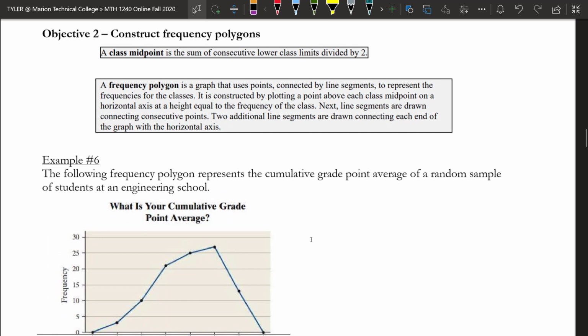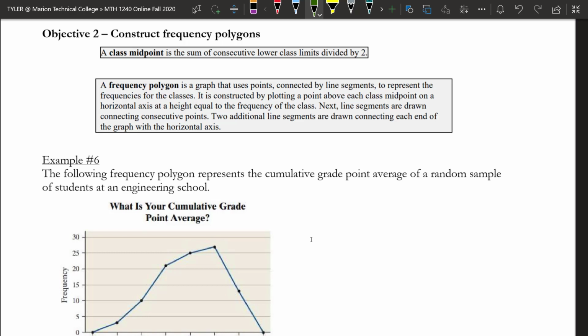So the next thing that we want to look at is the frequency polygons, right? I have some terms here to denote. A class midpoint is the sum of consecutive lower limits divided by 2, right? So remember what the lower class limits are.